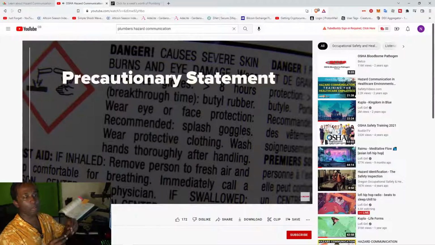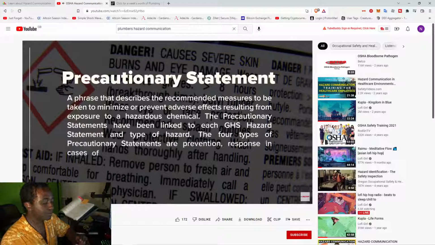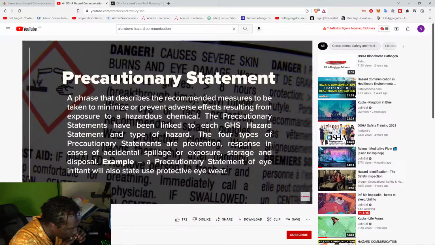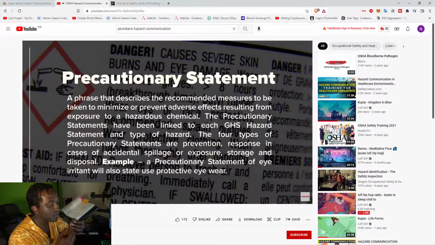Precautionary statement. A phrase that describes the recommended measures to be taken to minimize or prevent adverse effects resulting from exposure to a hazardous chemical. The precautionary statements have been linked to each GHS hazard statement and type of hazard. The four types of precautionary statements are prevention, response in cases of accidental spillage or exposure, storage, and disposal.